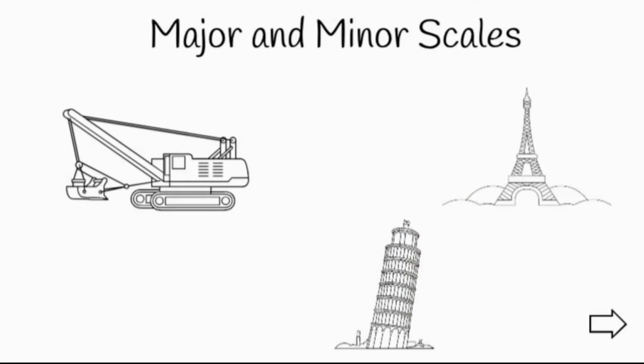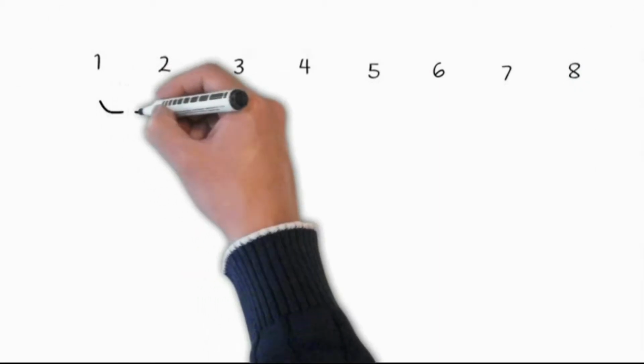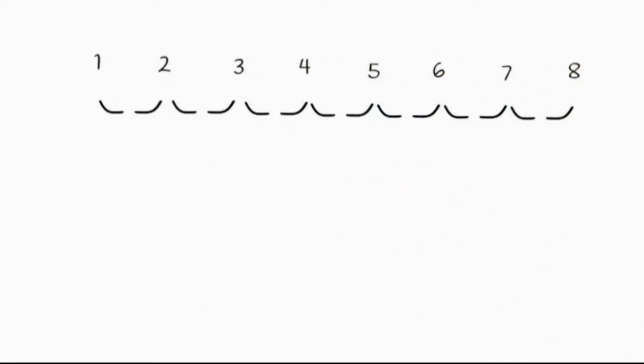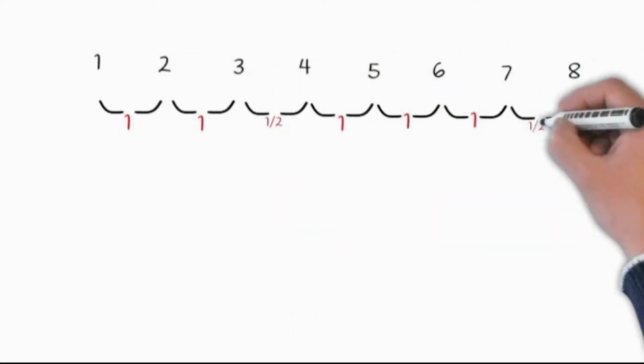There's 8 notes in a full scale. It's the distance between those notes that determine its structure and therefore its name and sound. Let's add the note distances between the notes to make this scale a major scale.